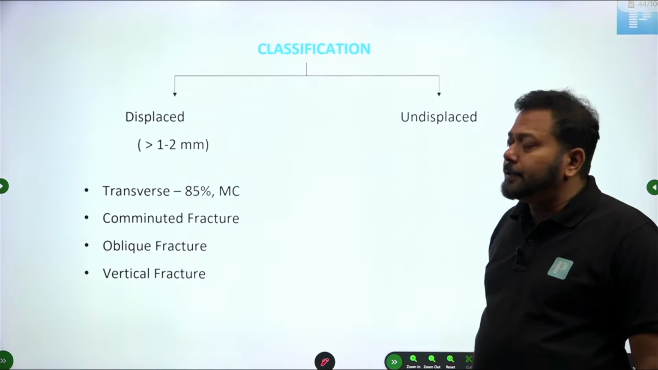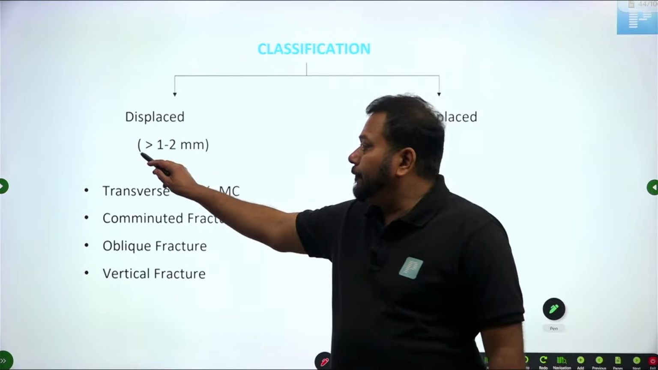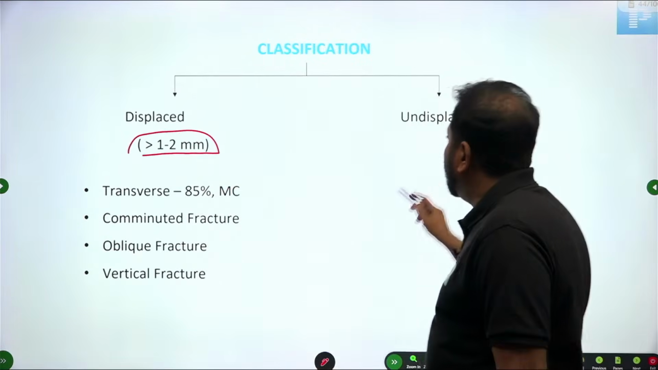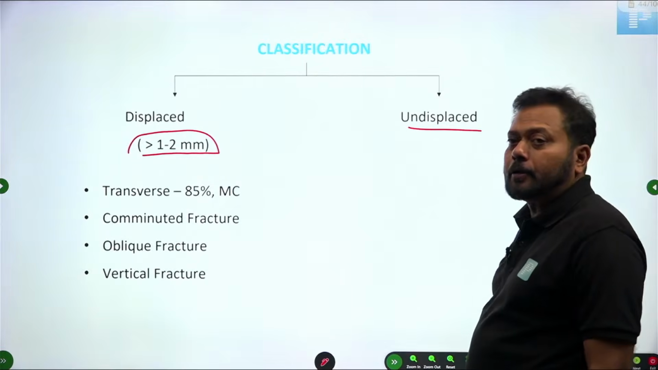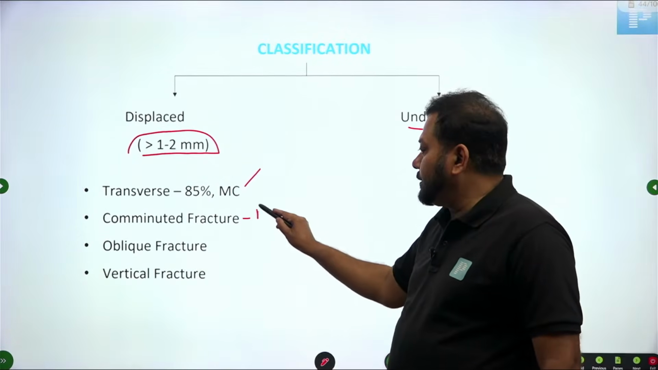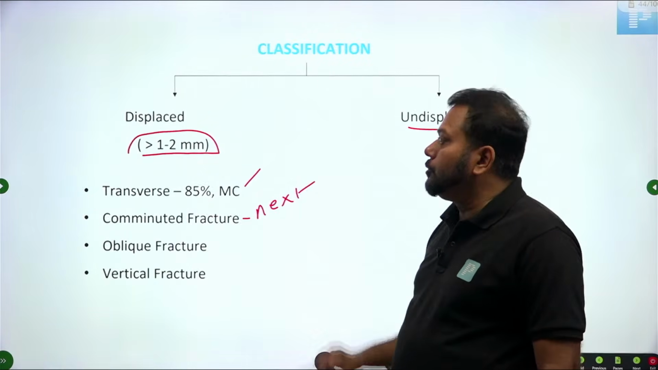So the fracture is of two types, displaced and undisplaced. When the displacement is more than 2 millimeter, that is called displaced. When displacement is less than 2 millimeter, it is called undisplaced. The most common type is transverse. The next common type is comminuted. The other two you can forget.